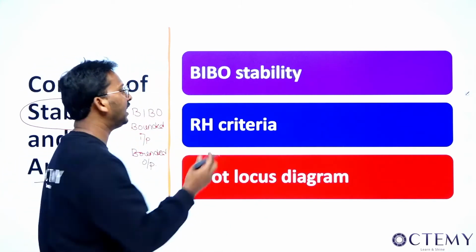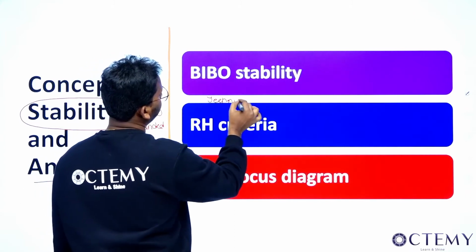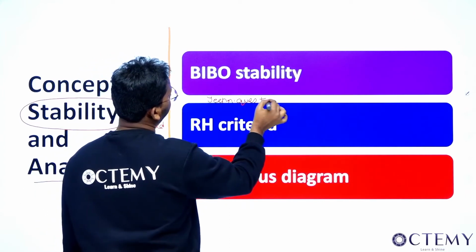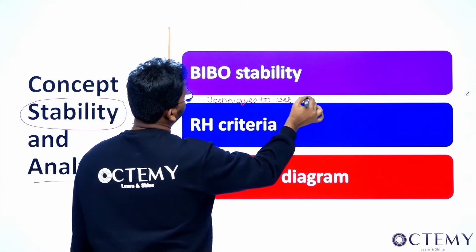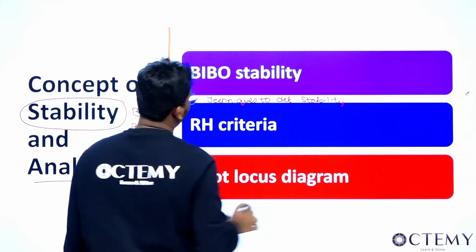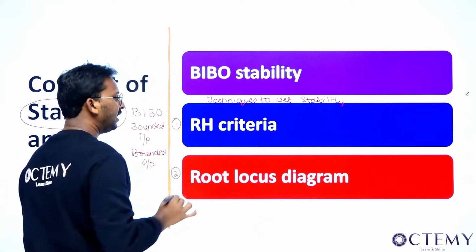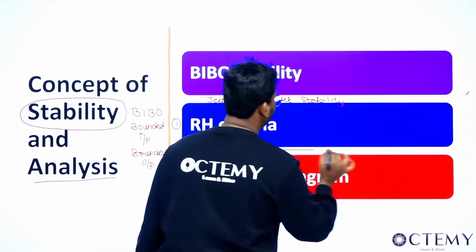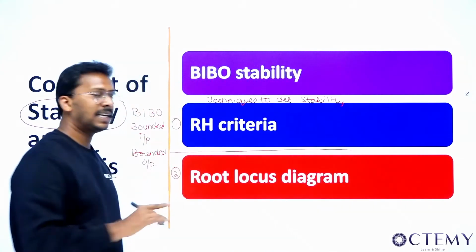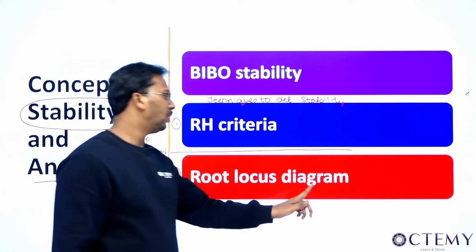Then we will see techniques, sir. What are these? These are your techniques to determine stability. The first one is the RH criteria. The second one is root locus. Actually in stability, only the RH criteria is there. The root locus diagram is again an entirely new chapter, but we can find the stability using the root locus diagram also.